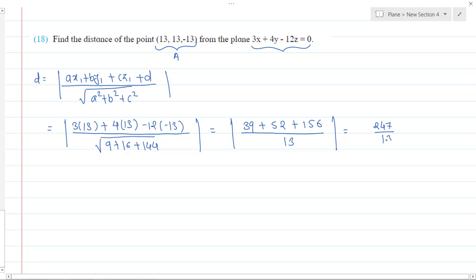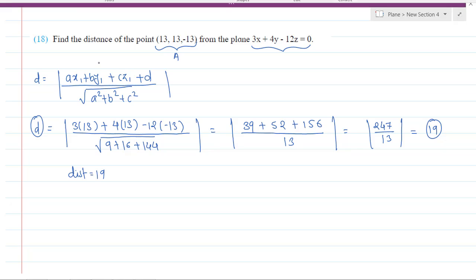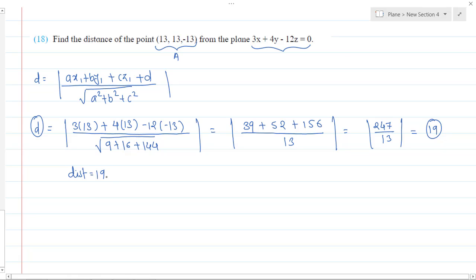247 divided by 13, so if I divide it by 13, I will be getting 19. So how much distance are you getting? The distance is equal to 19. This is my final answer. You can write units. Put it in a box. Great. I hope you are understanding all the questions.